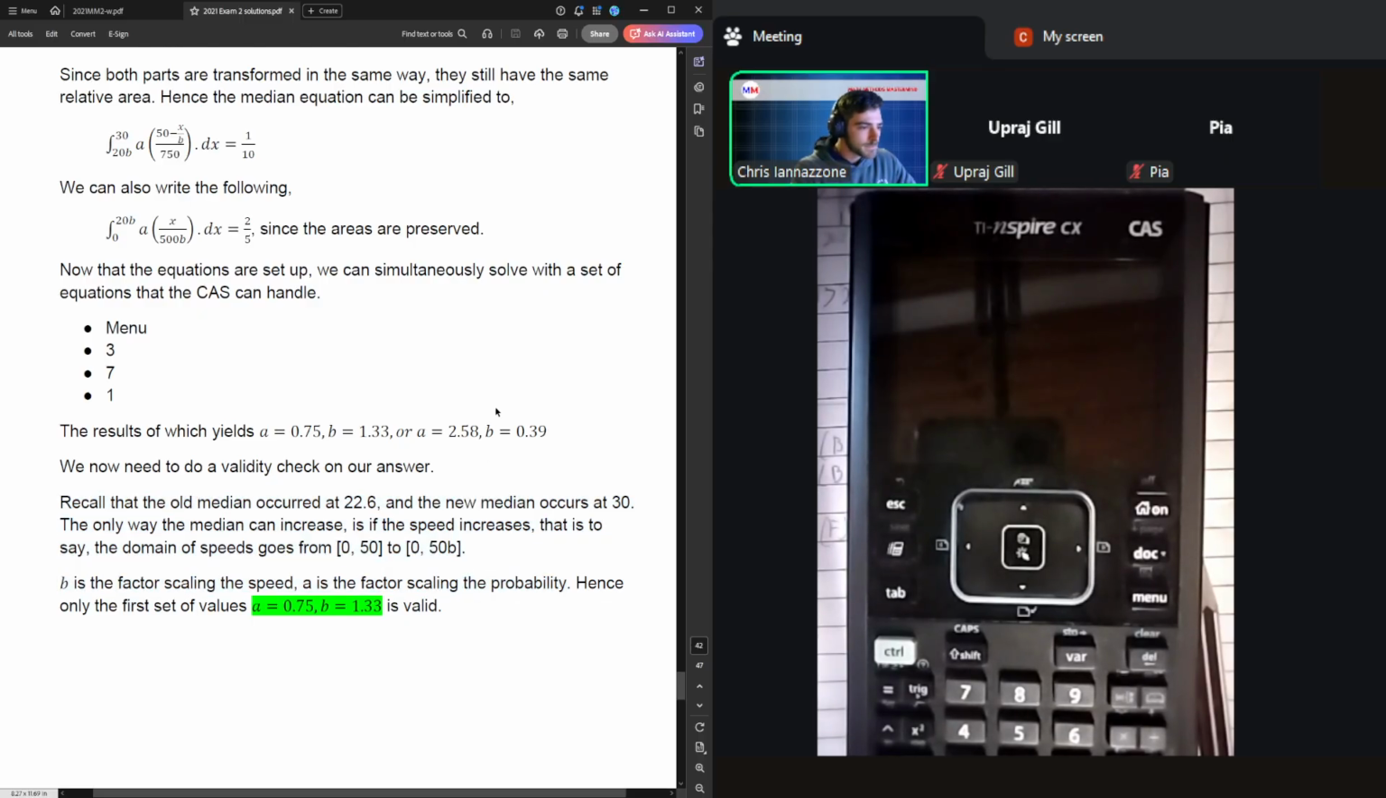Let's see, what did I write here? We had an old median that was smaller than the new median, so my logic there was, okay, we've got to increase speed. And the way that we increase speed is if b is a number greater than 1. Because when you multiply your domain by a number between 0 and 1, it's going to go smaller, not bigger. And so because you want it to go bigger, go faster, the only one that works is if b is a bigger number. And so you choose the first pair rather than the second pair.